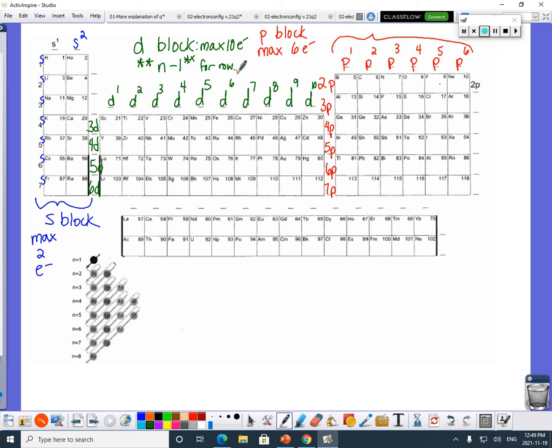I wrote row instead of period because I know that can be confusing. You can write period if you want. You could write n value, principal quantum number, whatever.